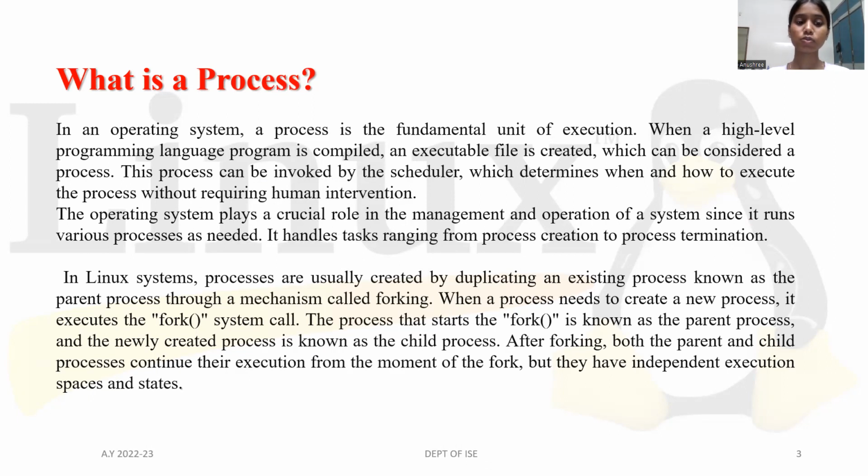In Linux systems, processes are usually created by duplicating an existing process known as the parent process through a mechanism called forking. When a process needs to create a new process, it executes the fork system call. The process that starts the fork is known as the parent process, and the newly created process is known as the child process. After forking, both the parent and the child processes continue their execution from the moment of the fork, but they have independent execution spaces and states.